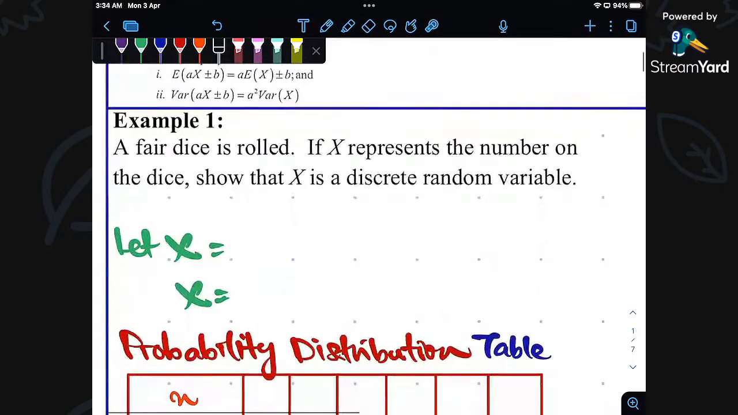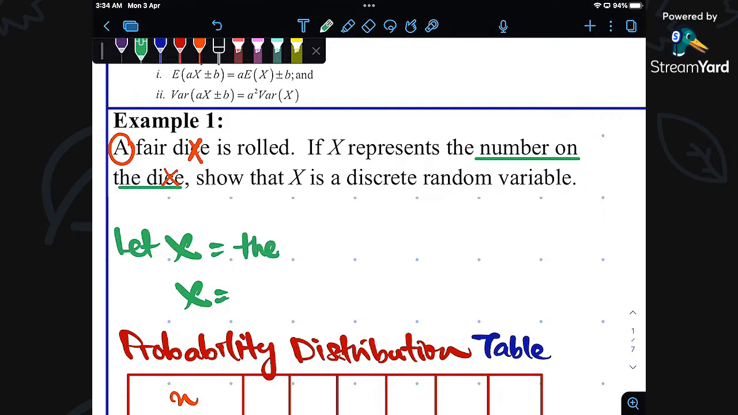Let's have a look at example one, a fair die. Basically there is only one die rolled. If X represents the number on the die, show that X is a discrete random variable. First things first, we have to name it. We name the random variable X as the number on the die.